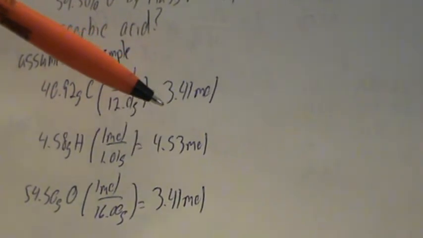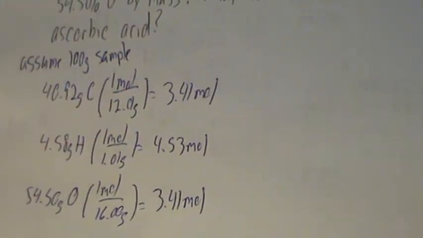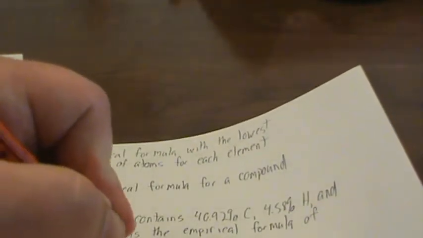Next step is we need to divide by the smallest number of moles. Well, if we look, we have 3.41 moles, 4.53 moles, 3.41 moles. So our smallest number of moles is 3.41. We're going to divide each of them by 3.41 moles.